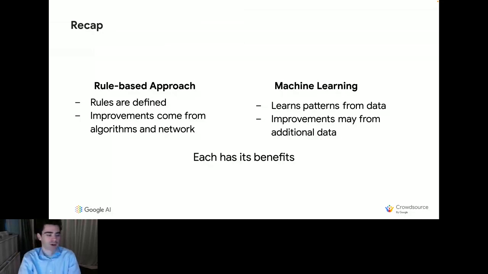I can't even edit this PowerPoint. I've got to email Mountain View and tell them they've got to fix that typo. Anyway, each has its benefits. So true, so true.